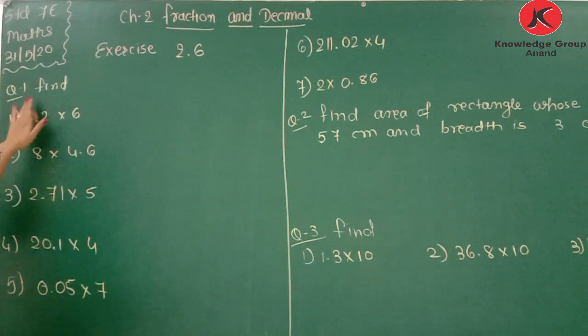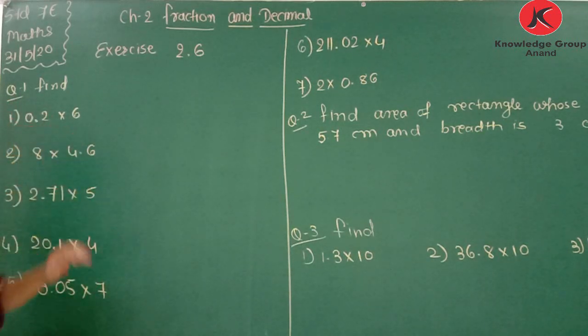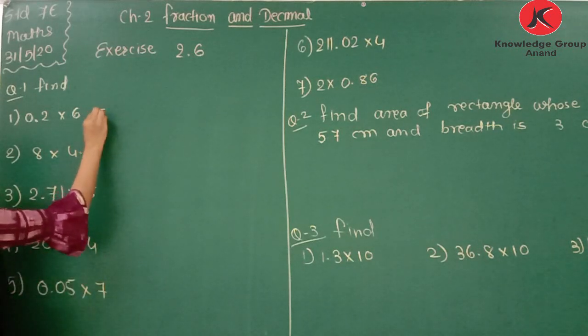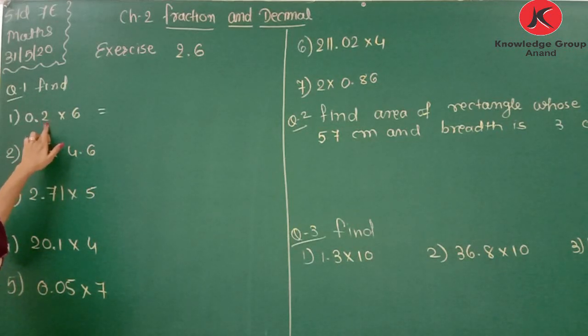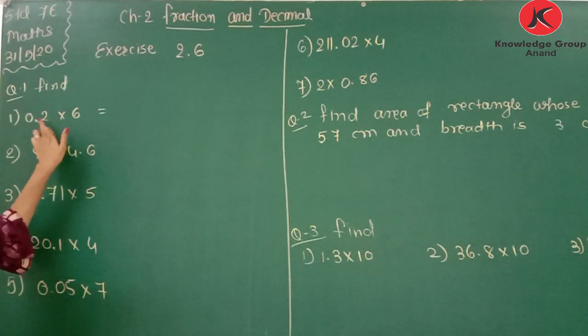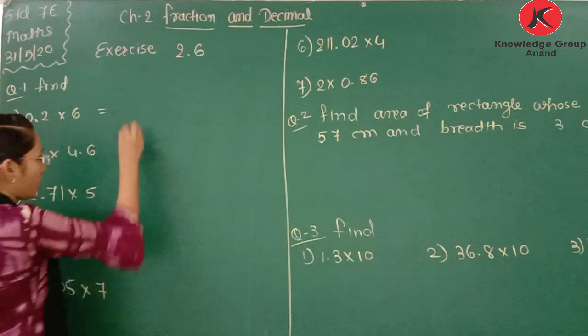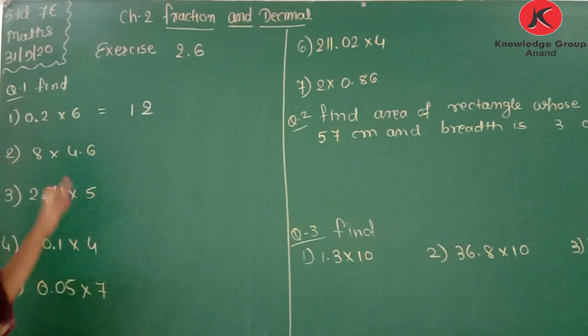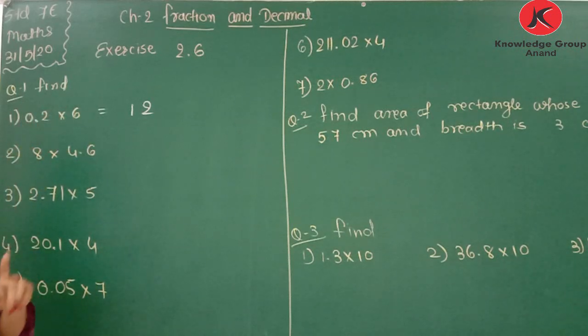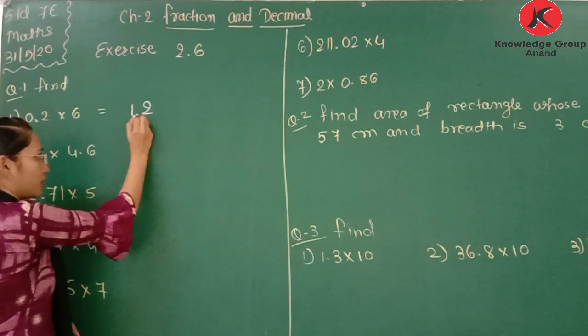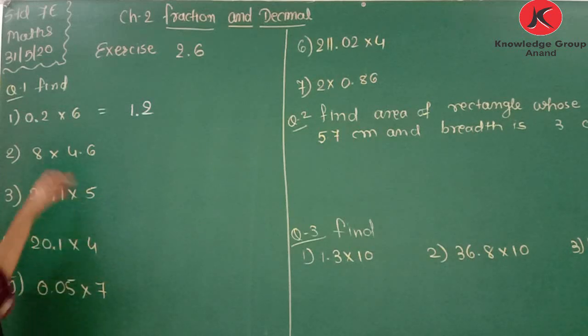First example, question number 1, that is 0.2 multiply 6. We will solve it by the method that is simple. 0.2 is considered as 2. 2 sixes are 12. Now how many decimal places? After the decimal point, how many digits are there? 1 here and none in the other number. So total is 1. So it is 1.2. Clear?